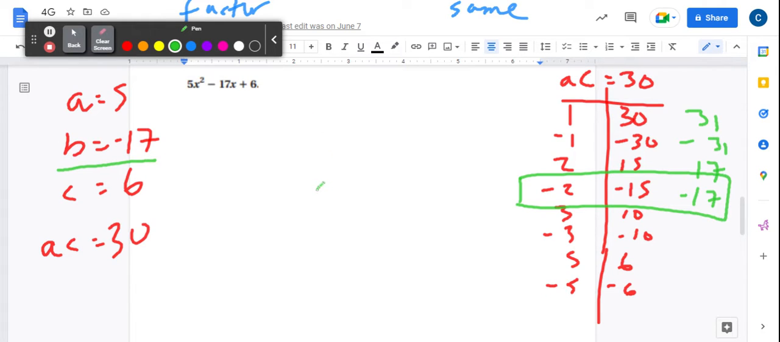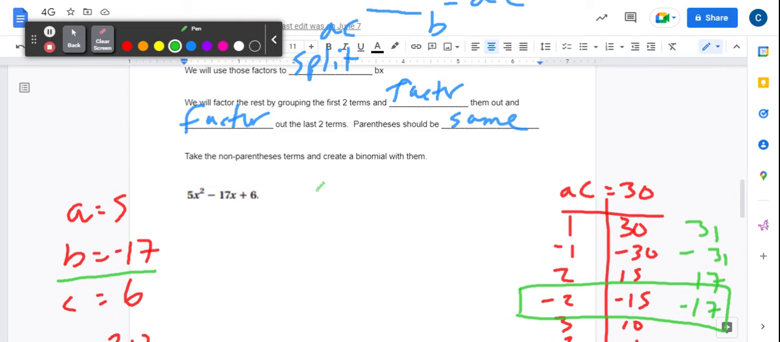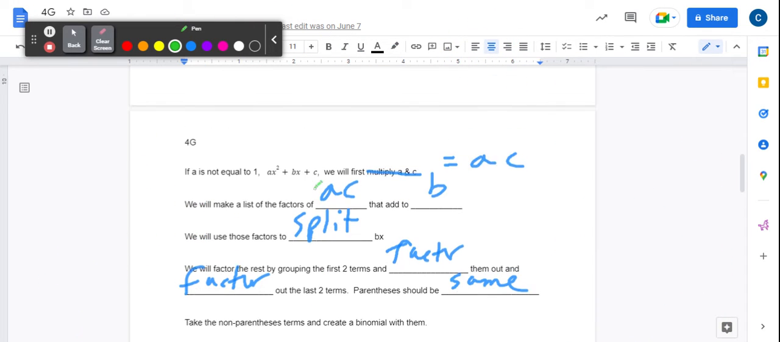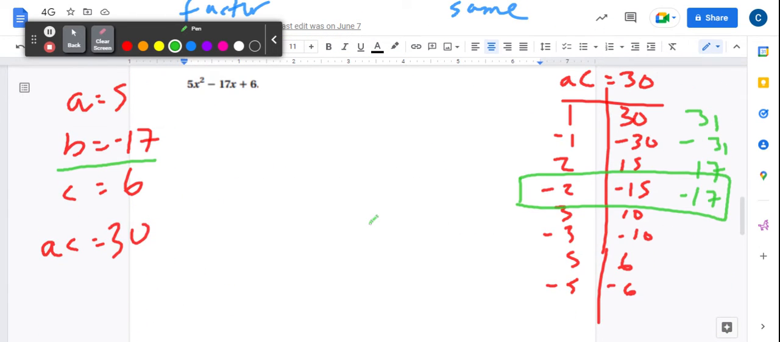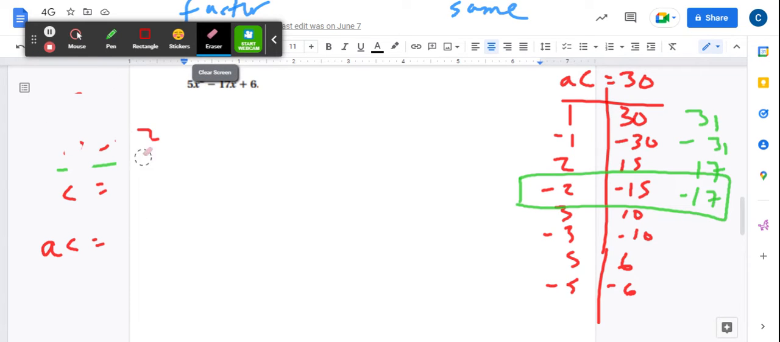Now, we can't just fill the parentheses in like we did before. So going back to our instructions here, we're going to use those factors to split up bx. That's where it's a little bit new. We're going to use these factors to split the bx. So what does that mean? Let me erase this here so I give myself a little bit of room.